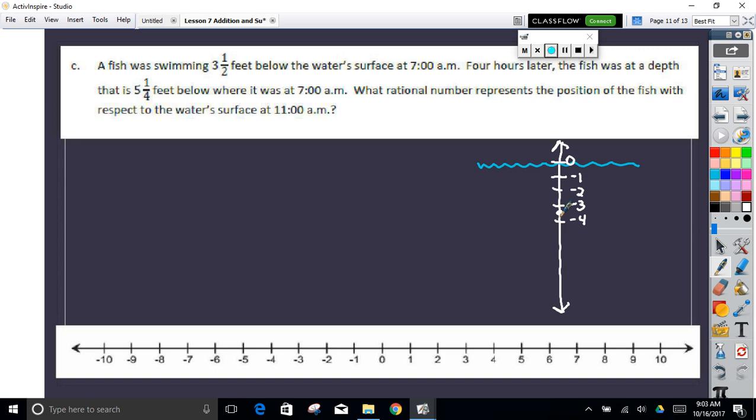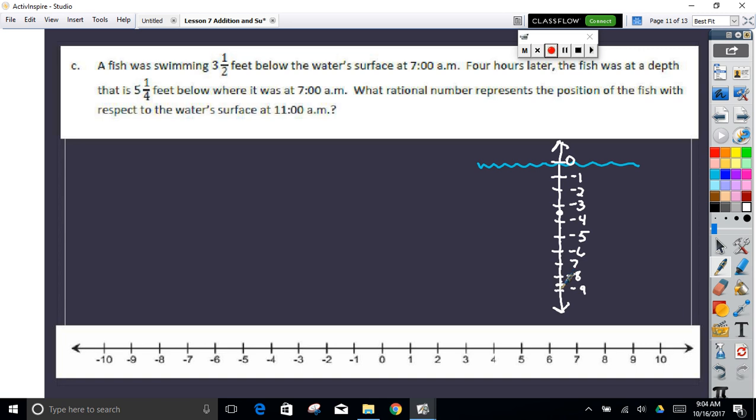4 hours later, the fish was at a depth that is 5 1/4 feet below where it was at 7 a.m. So Dakota, what am I going to do now on the number line? Go down 5 1/4. Good. It's 5 1/4 feet lower than the point where it was, so I'm going to go down 5 1/4. So let me draw some more numbers here. Let's see. -5, -6, -7, -8, -9 should be enough. Okay, so I'm going to go down 1, 2, 3, 4, 5. That takes me to -8.5.